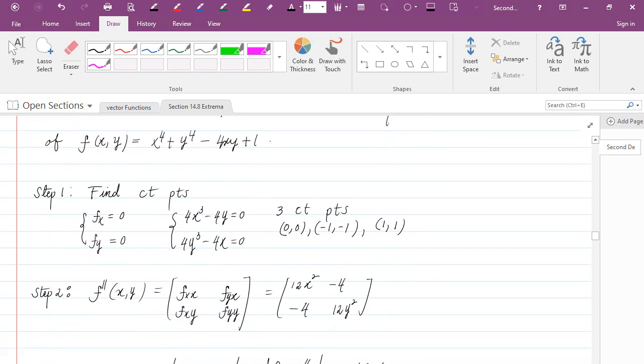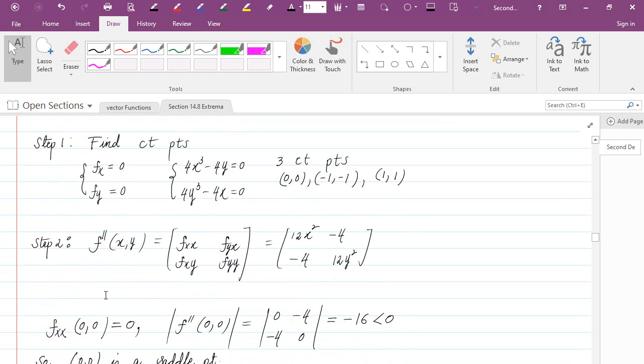So the second derivative of f at (x, y) is this 2 by 2 matrix, and in this case fxx is 12x squared, fyy is 12y squared, fxy is -4, fyx is -4. And again, we have actually computed this in a previous example.